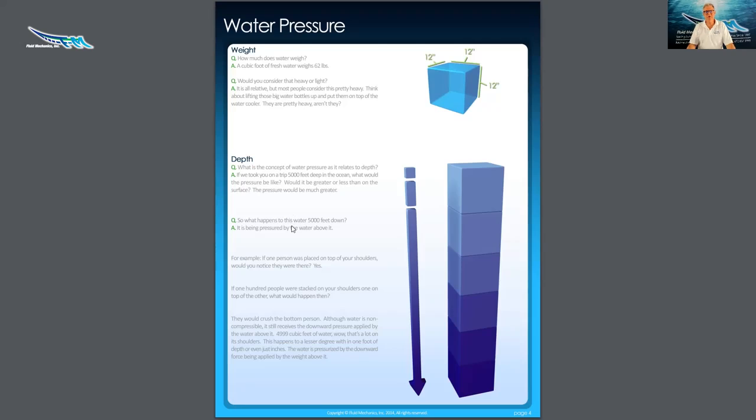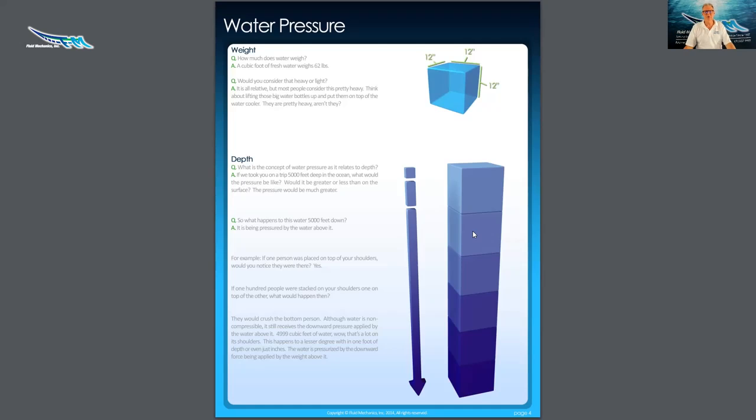What's the concept of pressure as it relates to depth? Basically, the deeper you go, the more pressure there is. If we took you on a trip 5,000 feet down in the ocean, what would the pressure be like? Foot by foot it's getting more pressure, 5,000 feet down. Would it be greater or less than on the surface? Of course, it'd be much greater down below than it would be on the surface.